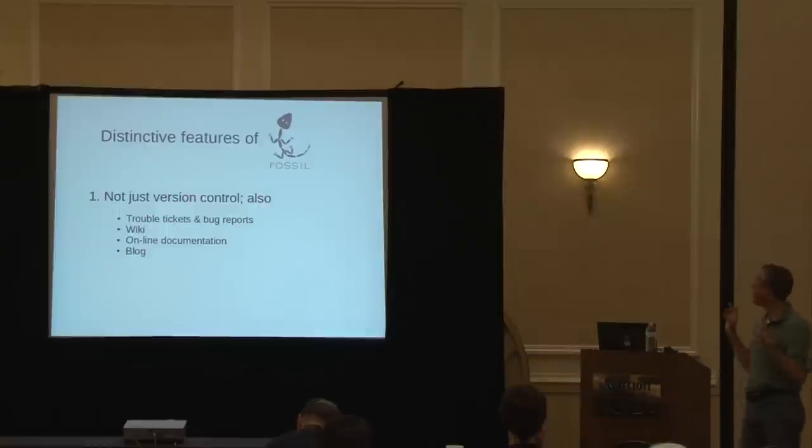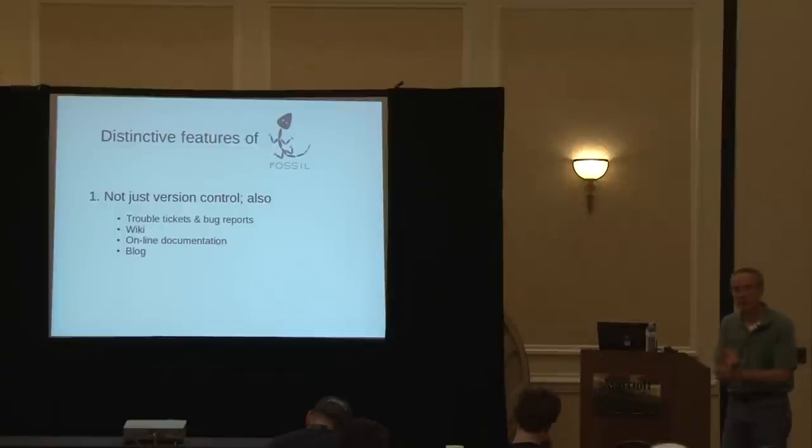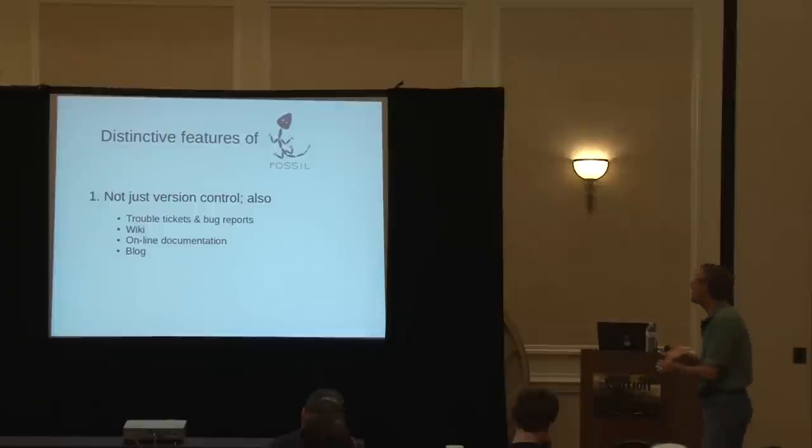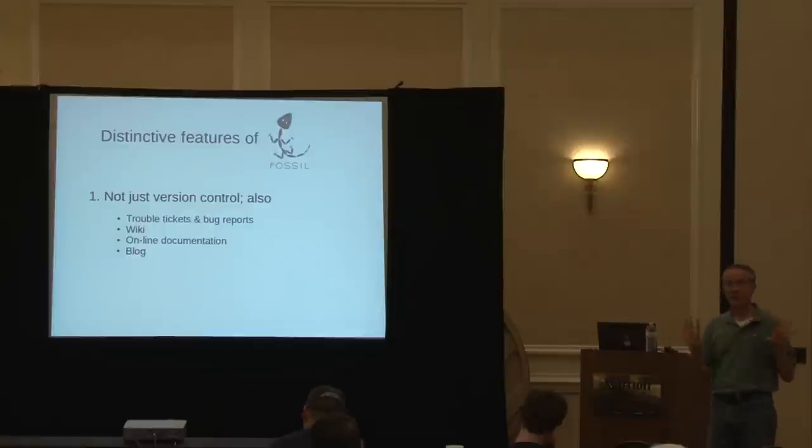Well, Fossil isn't just version control. It also gives you a wiki. It also gives you bug tracking. It also gives you blog features and online documentation. And all of this is versioned, just like your code, and it's also distributed.